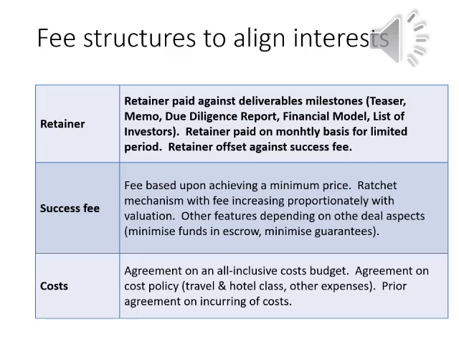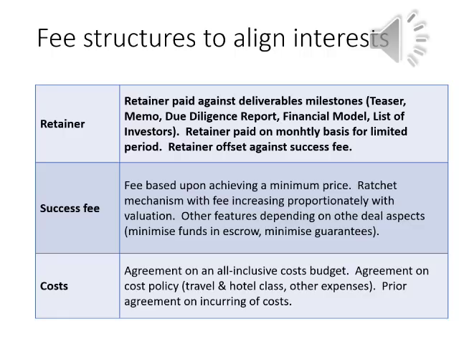From the point of view of the sell-side advisor, there are some ways the fees can be structured to better align the interests of the advisor and the seller, and to make the seller more amenable to paying such fees. Firstly, the retainer. It's possible to make the retainer paid against deliverable milestones, such as production of a teaser, of a memo, of a due diligence report, of a financial model, or of a list of investors. The retainer could be paid on a monthly basis for a limited period, and the retainer could be offset against any success fee. The success fee can be based upon achieving a minimum price.